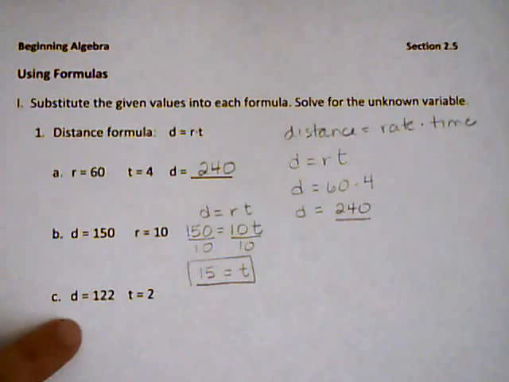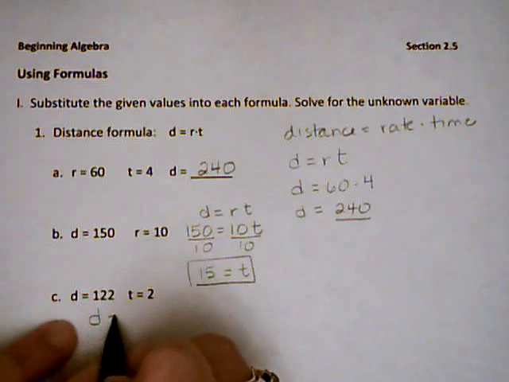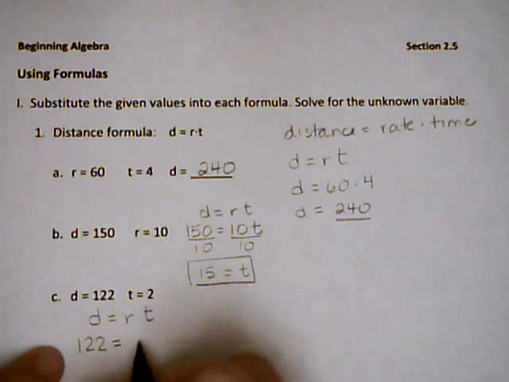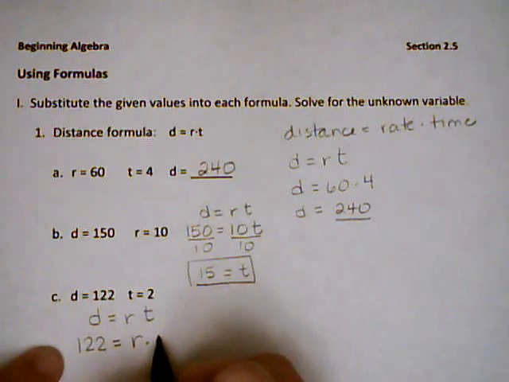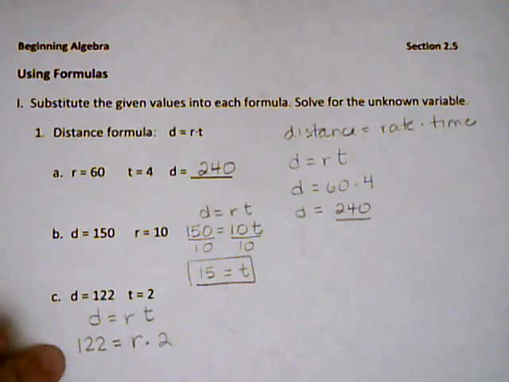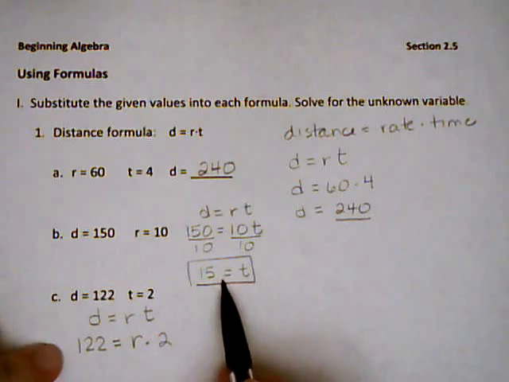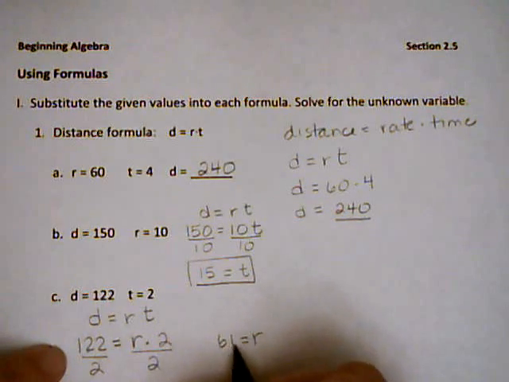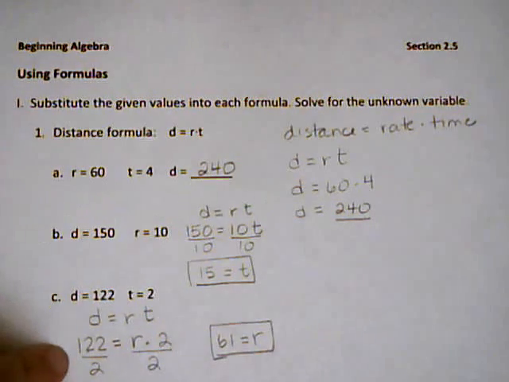Then on C, it gives you that D is equal to 122 and T is equal to 2. Again, you need to plug in what's given, 122 in the place of D. We do not know R, but I know that T is 2. Then you should be able to solve this equation for R. Just like on the problem above, how do I get R by itself? I've got to divide by the coefficient of the variable. 2 will go into 122 61 times. So R is equal to 61.